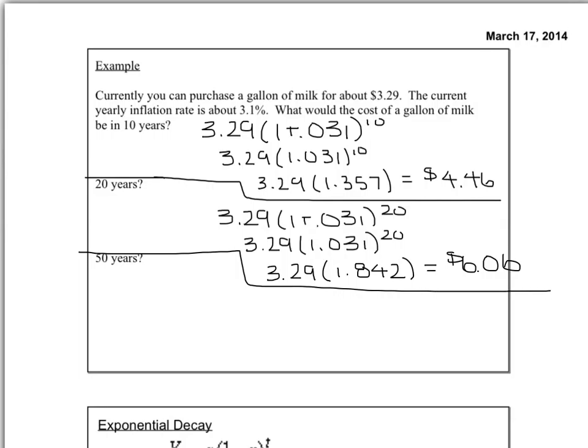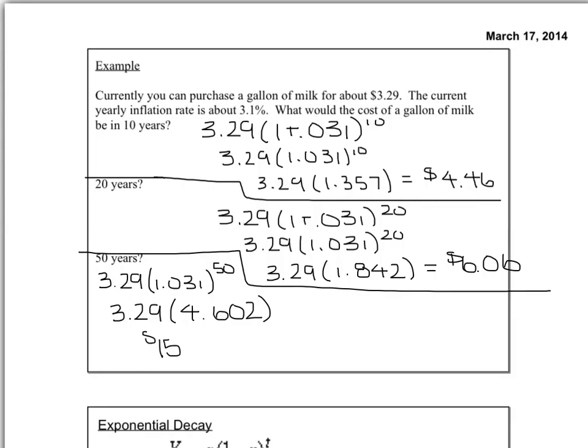Now let's see how much it would be in 50 years. It starts off still at $3.29. The inflation rate is still the same, so I'm going to have that 1.031 inside. And now my time is 50 years. So 1.031 to the 50th power is 4.602. Then I multiply those two together, and a gallon of milk, if it follows that inflation rate, would be $15.14 in 50 years.